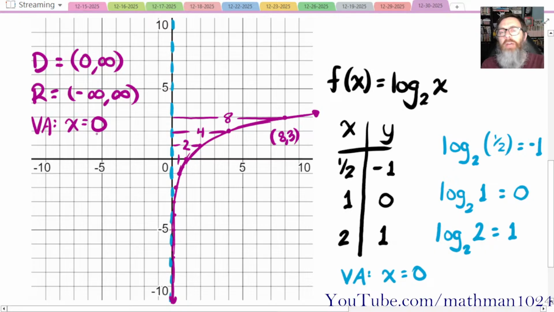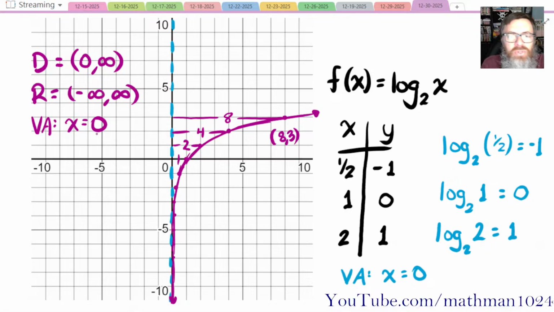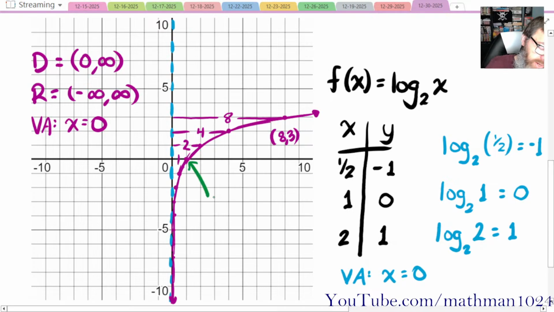All right? Now, I can choose a lot of different bases here for my log. I like to choose 2 because I get a lot of nice points, and it's a fairly easy graph to do. If I had chosen log base 10, okay, you would still have this guy right here. So this is what I'm going to call our anchor point.